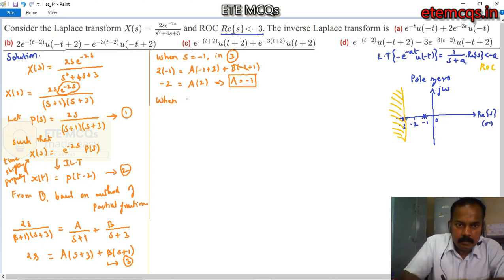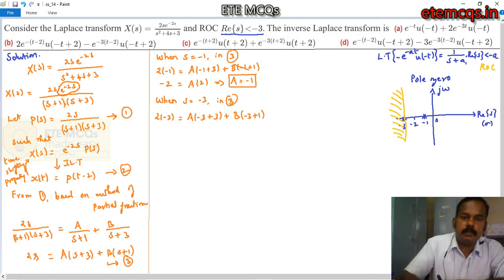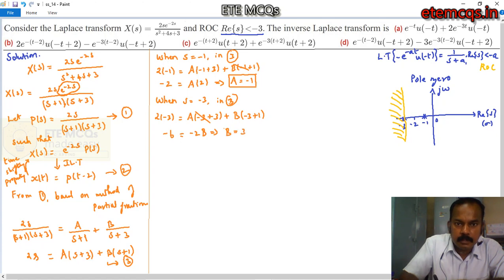Similarly, when s is equal to minus 3 in 3, we will end up with 2 into minus 3 is equal to A into (minus 3 plus 3) plus B into (minus 3 plus 1). So this term becomes 0. You have minus 6 is equal to minus 2B, which implies B is equal to 3.